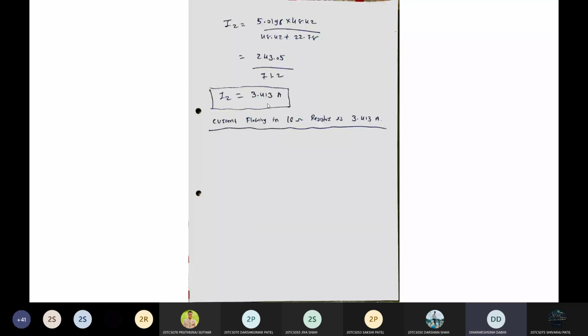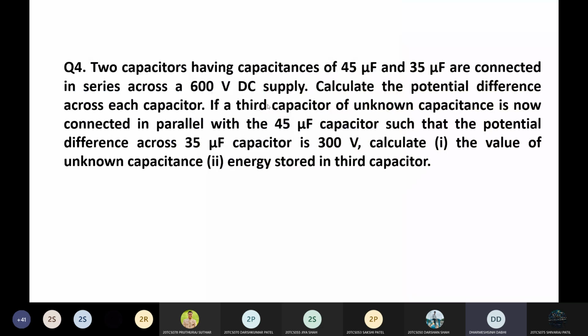Okay. Next question: two capacitors having capacitance of 45 microfarad and 35 microfarad are connected in series across a 600 volt DC supply. Calculate the potential difference across each capacitor. If a third capacitor of unknown capacitance is connected in parallel with 45 microfarad such that the potential difference across 35 microfarad is 300 volt, calculate the value of the unknown capacitance and the energy stored in the third capacitor. We have calculated the same type of example also; I just changed the values of capacitance and voltage.